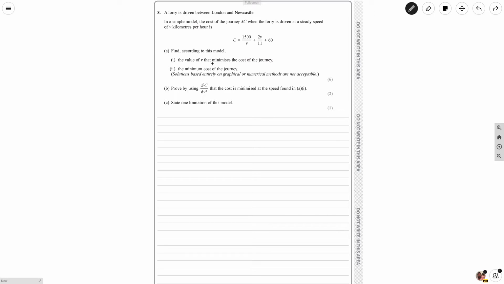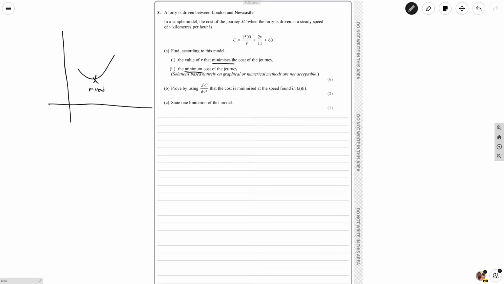So when we look at this, it says about minimizing the cost of the journey and the minimum cost of the journey. This reminds you of quadratics or any curve where you're finding a point where the gradient is 0. Now this would look like a maximum, but if we just change that drawing, you could get part of the curve that looks like this, and this would be the minimum.